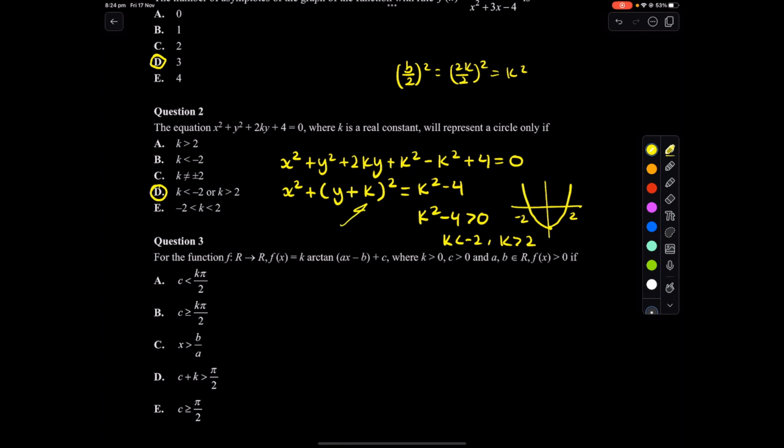Don't worry about the other options, because if any values of k still represent a circle, it's only this over here. The radius must always be greater than 0.